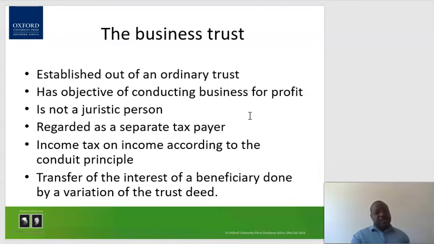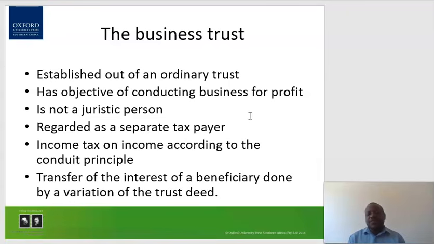Then we also have what are known as business trusts. These are established out of an ordinary trust, and they also have an objective of conducting business for profit. It is not a juristic person, but it can be regarded as a separate person for tax purposes. Income tax on income according to the conduit principle. So you need to read a bit of commercial law to understand the conduit principle.